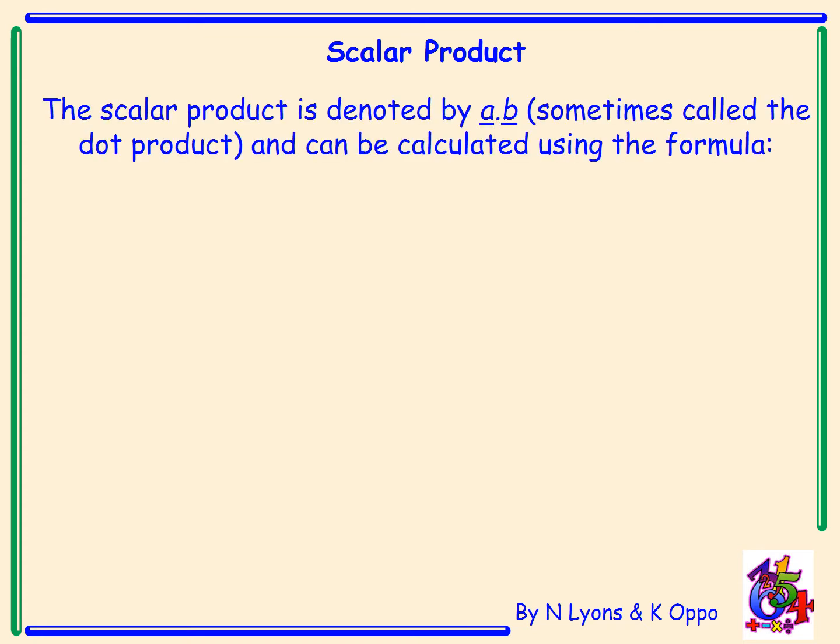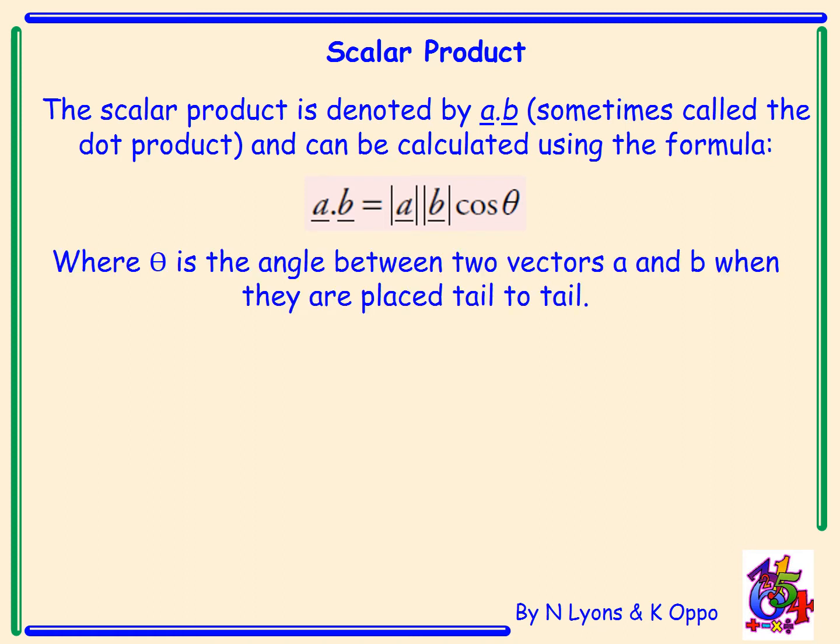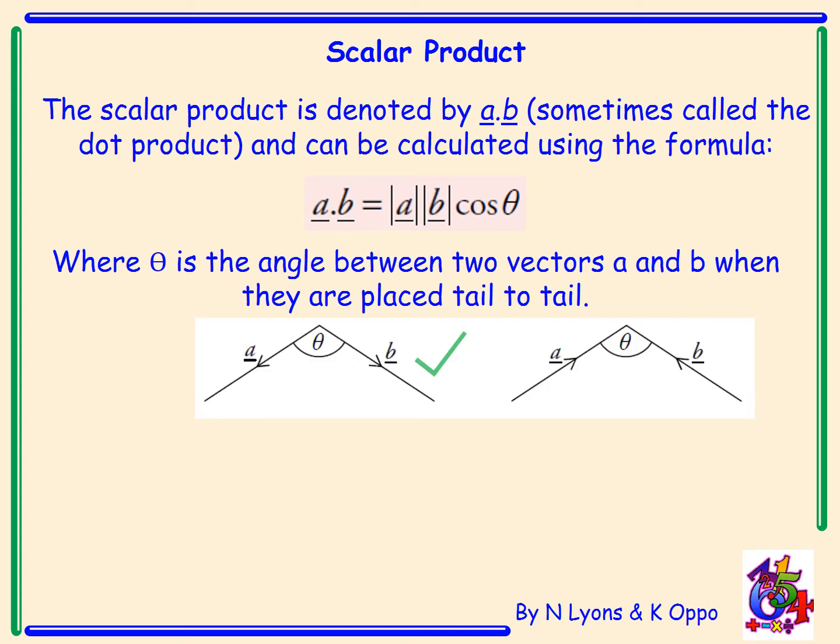The scalar product is denoted by A dot B and is sometimes called the dot product. It can be calculated using the formula A dot B equals the magnitude of A multiplied by the magnitude of B multiplied by cos theta, where theta is the angle between the two vectors A and B when they are placed tail to tail. From the diagrams, in the first one we have vectors placed tail to tail with the angle in between, therefore we could find the dot product.